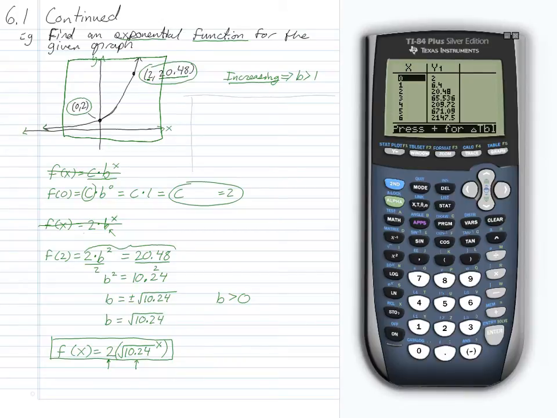So if we plug in 0, we see we get 2, so the point (0, 2) is good. And if we come down to x equals 2, we see that the output is 20.48. So that second point lies on the graph, and that is all that we were asked to accomplish. So our graph does what we want it to do. It's an exponential function, and that is all that we need.